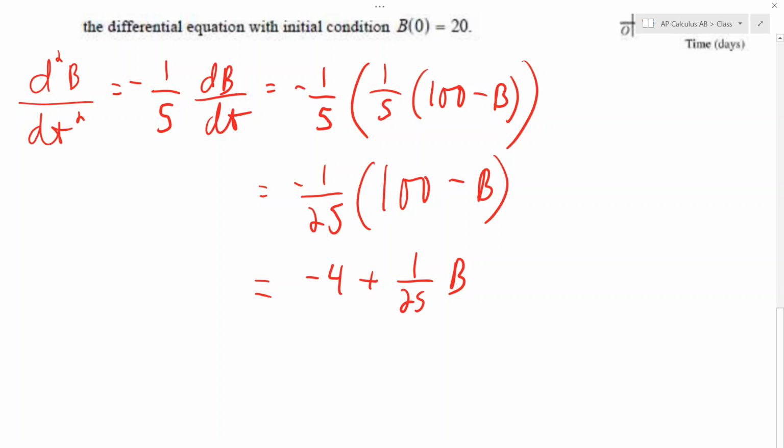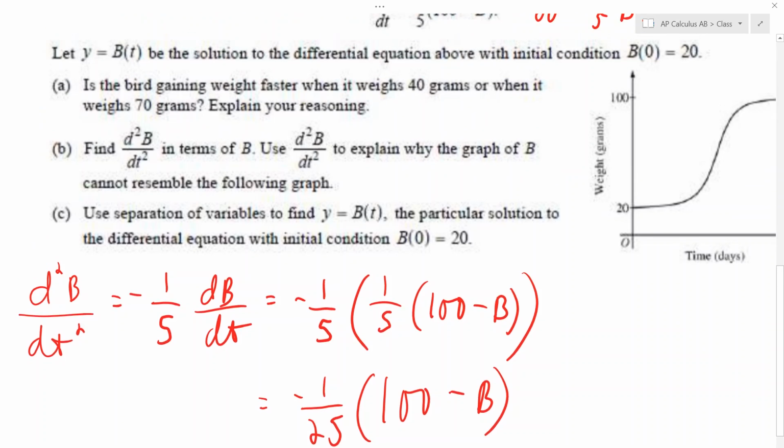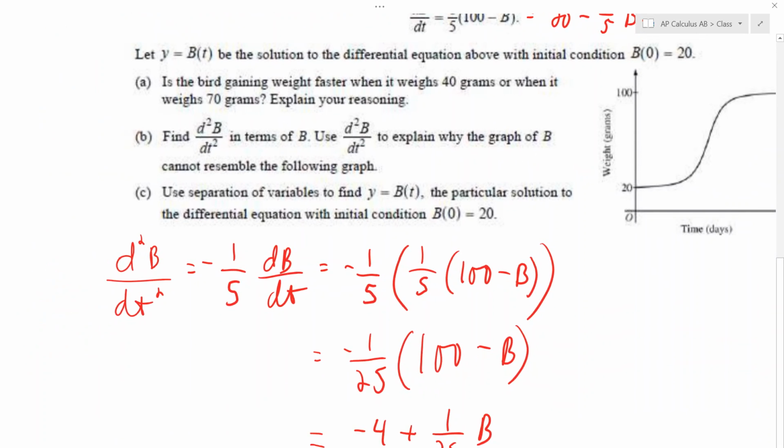Sound good? Again, any one of those is fine after you plug in what dB/dt is. Okay? So that's what they did. And then they said, use the second derivative to explain why the graph of B cannot be the one provided here on the side.